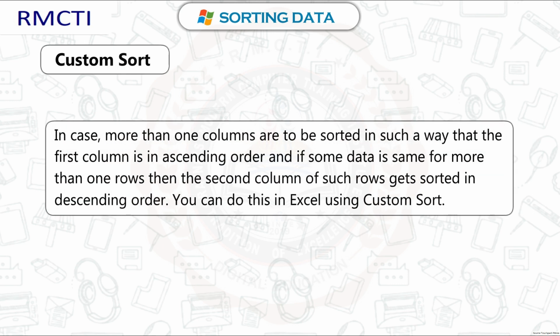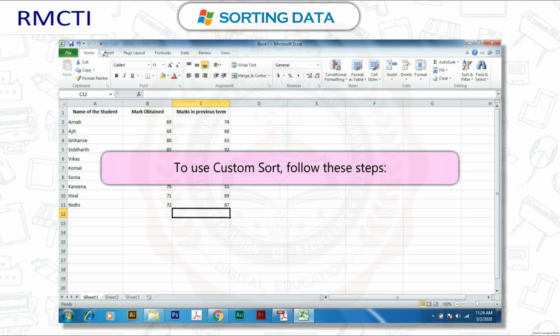Custom sort. In case more than one column is to be sorted in such a way that the first column is in ascending order, and if some data is same for more than one row, then the second column of such rows gets sorted in descending order. You can do this in Excel using custom sort. To use custom sort, follow these steps.